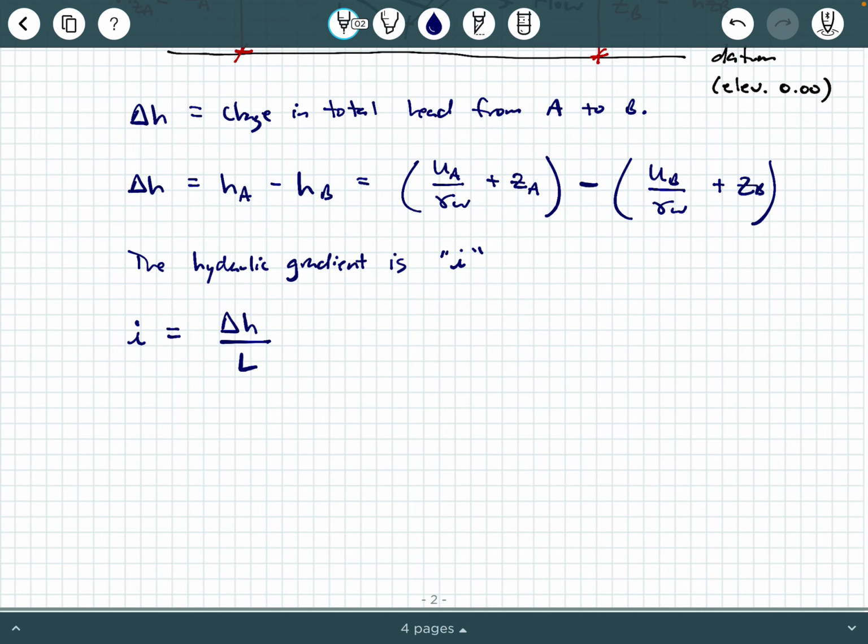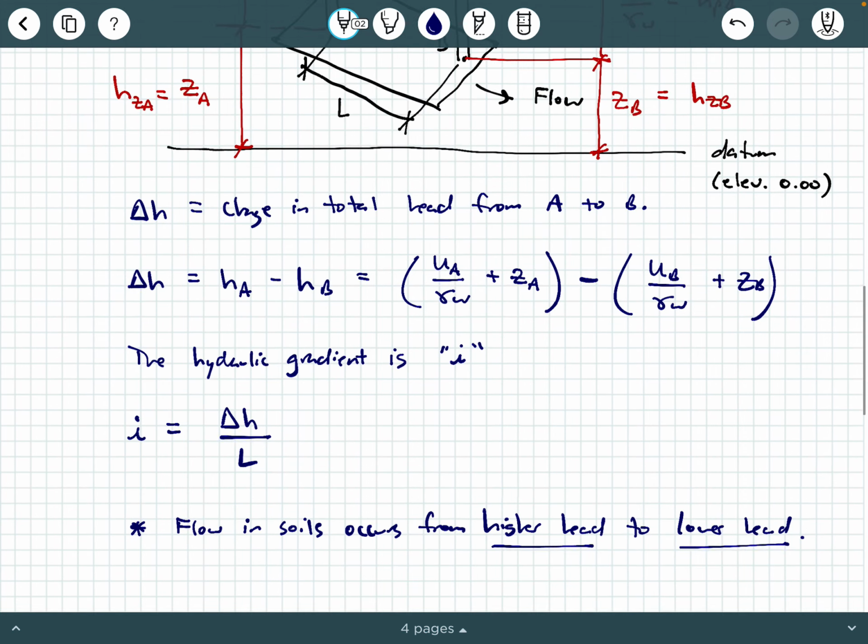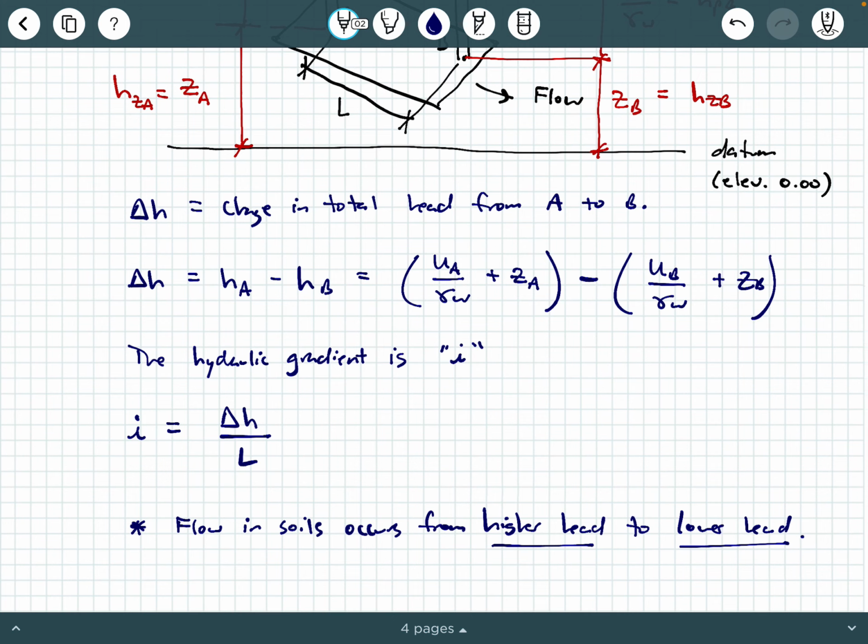So I want to make a couple more notes. We're going to say, or one more note really, flow in soils occurs from higher head to lower head. All right, so that's our background information to set the stage for our understanding of flow through soils. Be on the lookout for other videos that allow us to go into more detail with these components.